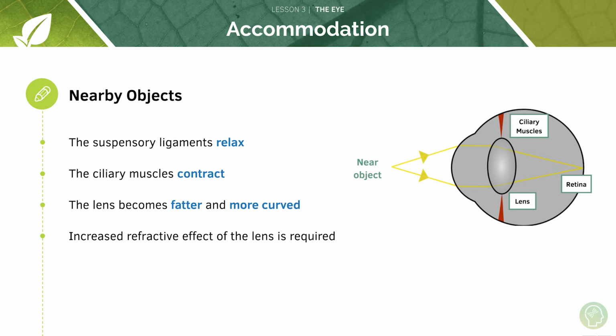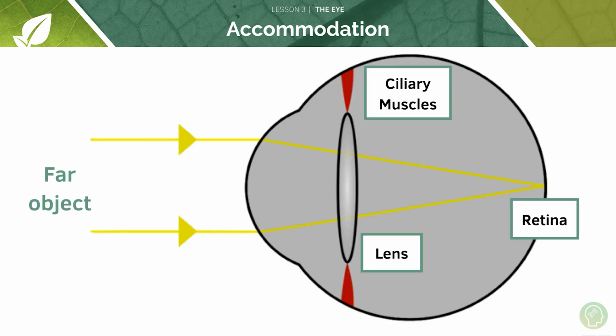And this is really important because it means there's a greater refractive effect, so the light refracts and bends even more. And this is important especially for nearby objects because they have less distance and time to come into focus. And therefore, in general, you just have to learn that nearby objects require increased refractive effect of the lens. And in order to get this increased refractive effect, we've got to get the lens getting fatter and more curved in order to make it more refractive as a structure.